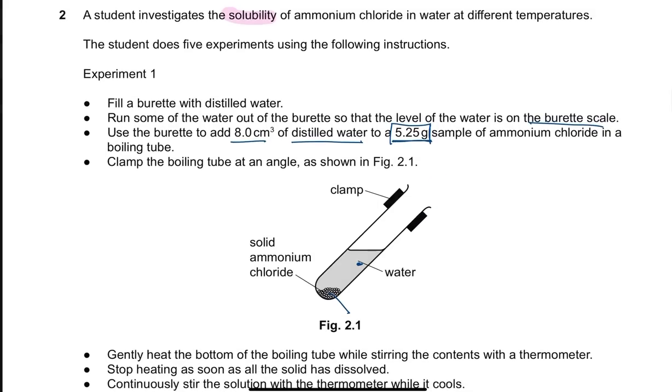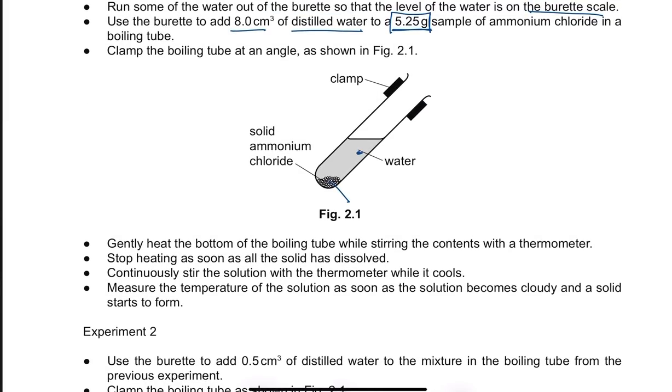Now, clamp the boiling tube at an angle as shown in figure 2.1. Obviously, you want to heat it at an angle. The main reason behind it is heating it at an angle right here. Okay? Gently heat the bottom of the boiling tube while stirring the contents. Why do you want to stir it simultaneously? Obviously, to ensure that heating is done throughout this liquid, right? So the heating in this entire liquid doesn't concentrate in one place. You want that heating to be taking place throughout that liquid, okay?